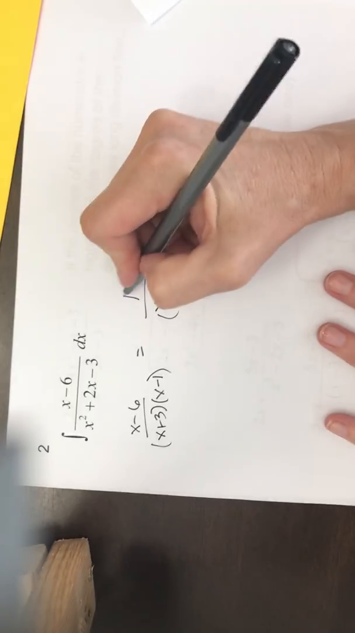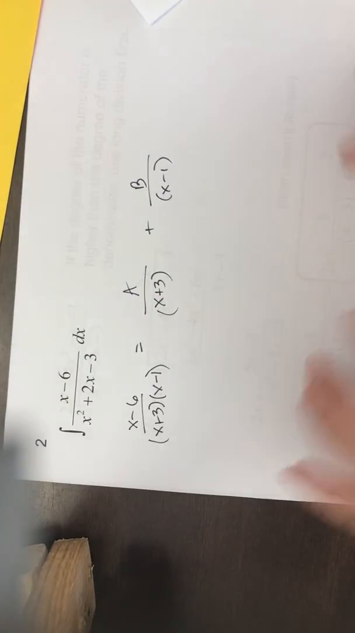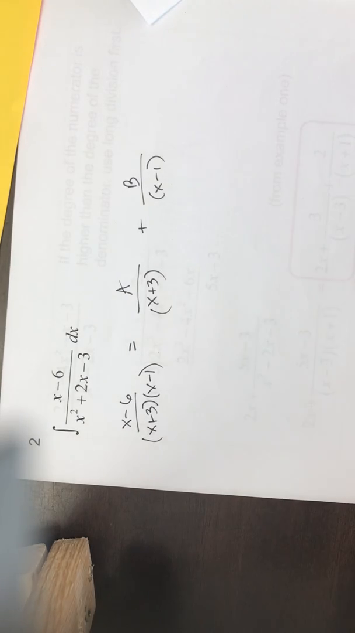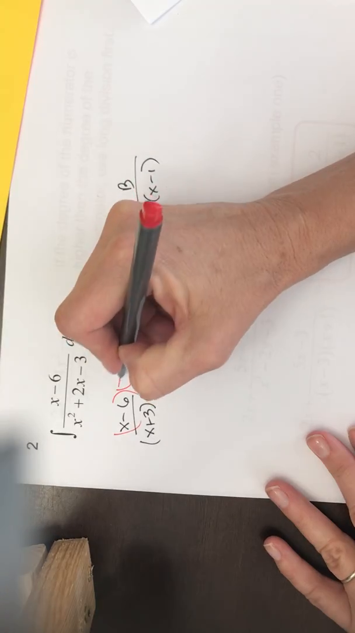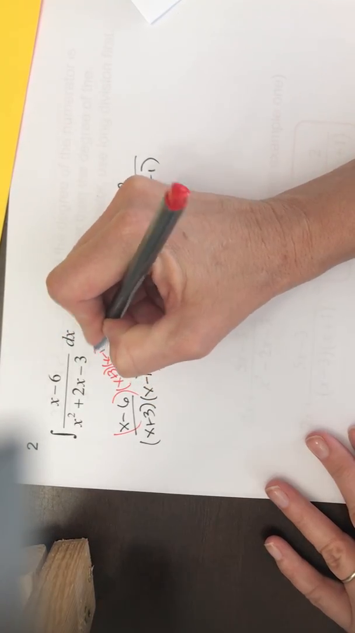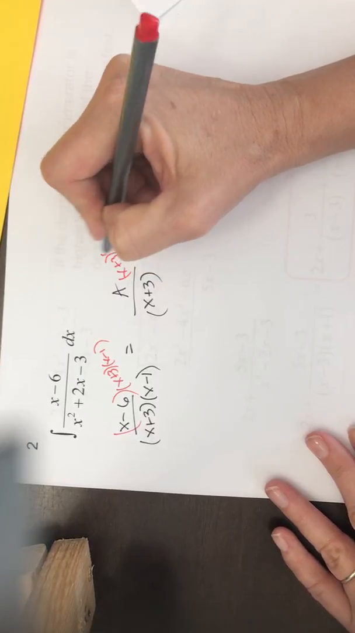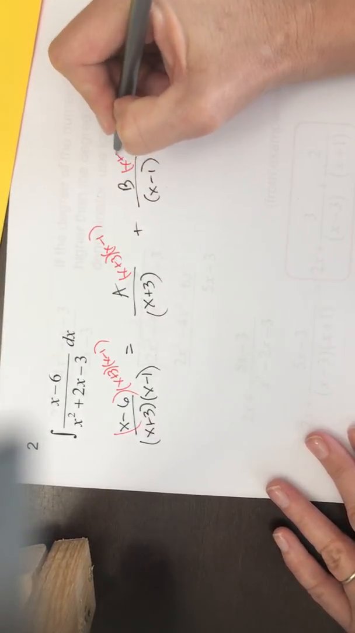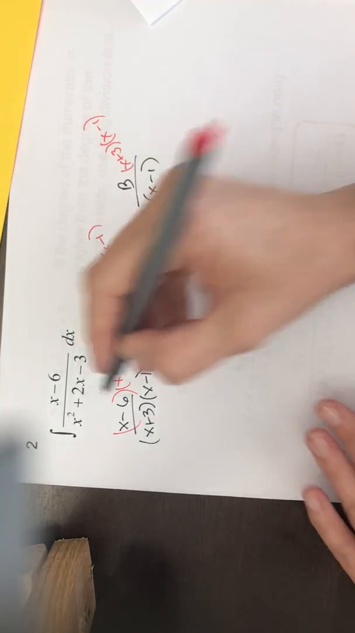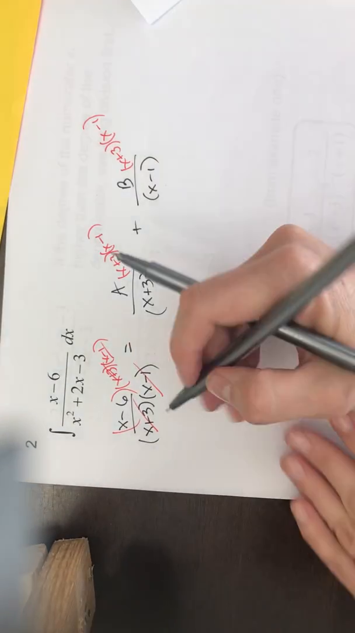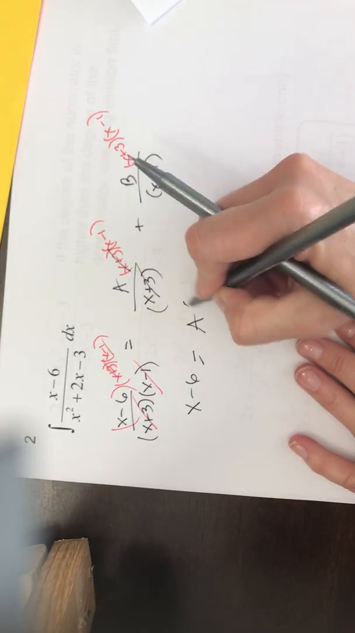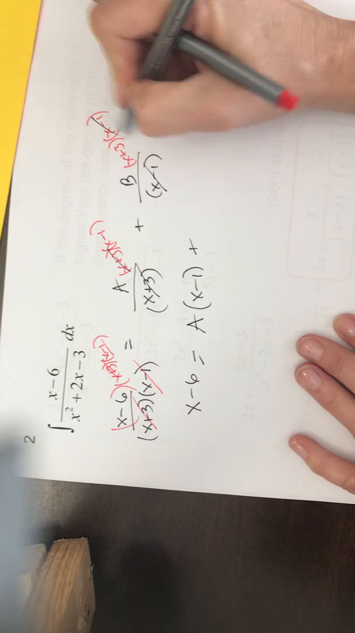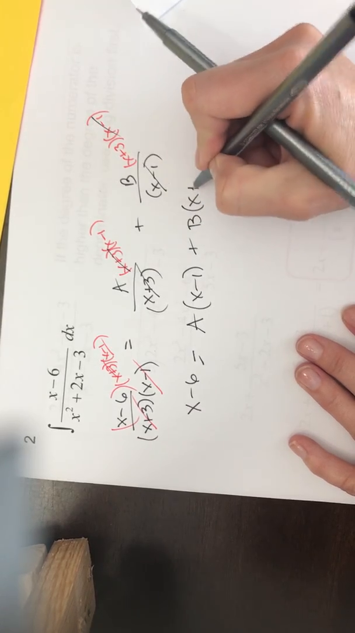Then I say this one's A, this one's B, and my goal is to figure out what A and B are. Multiply everything by the common denominator and cancel. You should really be able to do that in your head so you don't have to show so much work. I'm going to multiply by x plus 3, x minus 1. Here everything cancels, and I get x minus 6. Bring down the equal sign. Here the x plus 3's cancel, I get A times x minus 1. And here the x minus 1's cancel, so I have B times x plus 3.